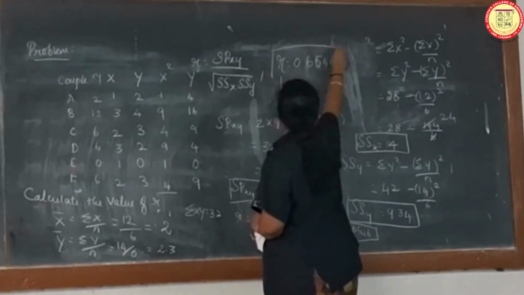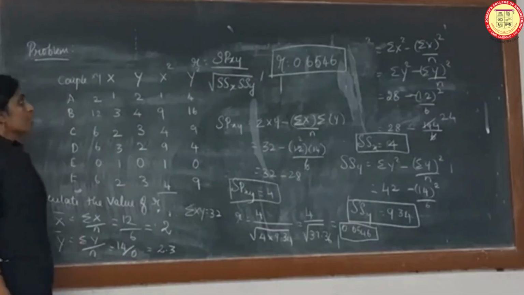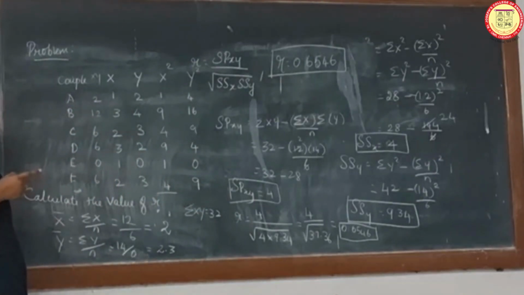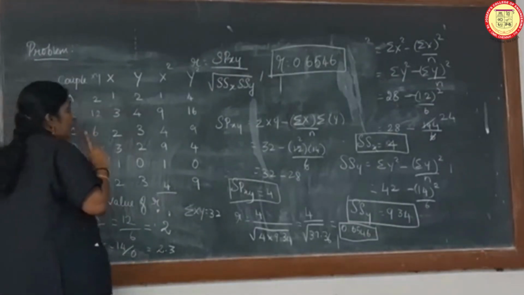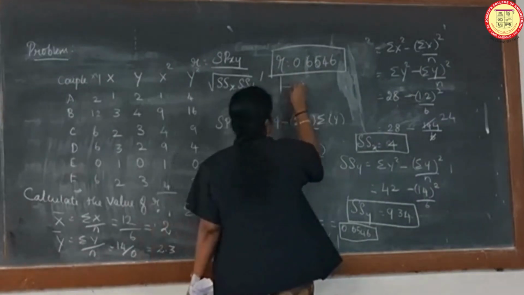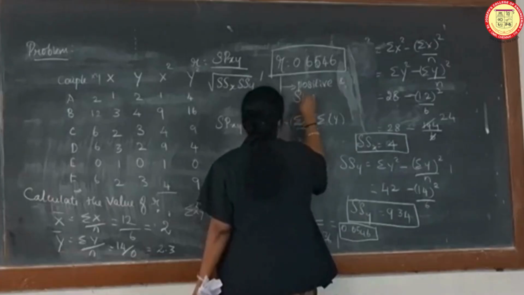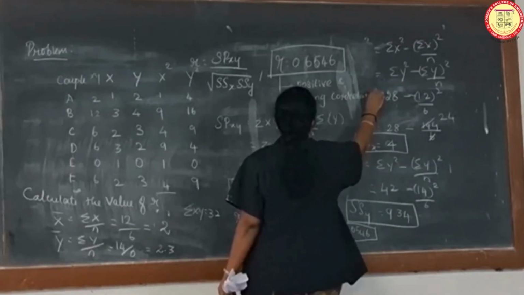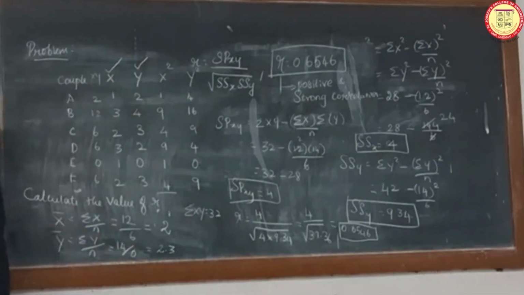Okay, so here the sign of the correlation coefficient is positive. So there is a positive correlation between the two variables x as well as y. And one more thing you have to consider is that the value is very close to 1. So the correlation between these two variables is strong. So it is a positive as well as strong correlation between the two variables, x as well as y. That's all about the problem.